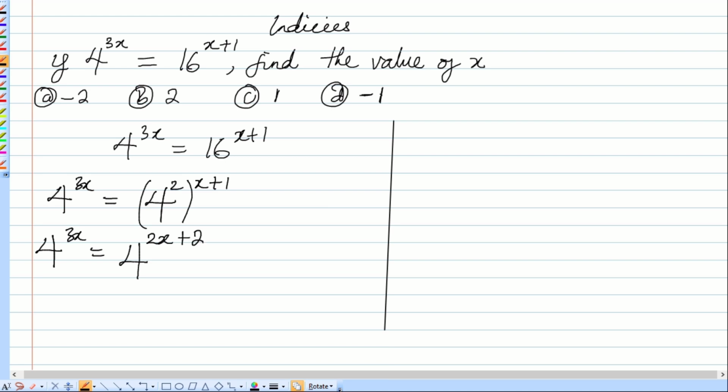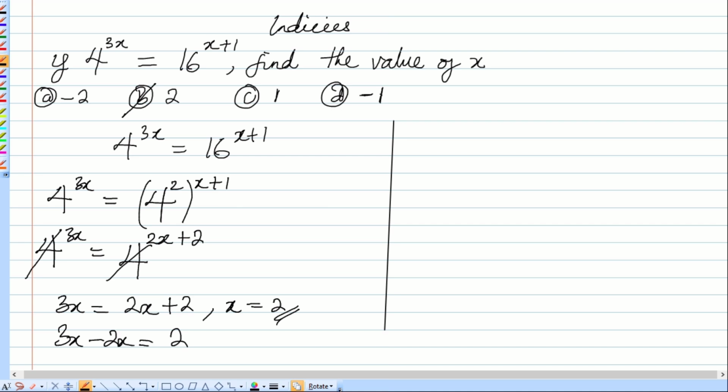Remember, when the bases are the same, the powers must be the same. So we can just cancel 4. Since they are equal, let's solve for x, which is in the power. That means 3x must also be equal to 2x plus 2. Collect like terms, we see that 3x minus 2x is equal to 2. 3x minus 2x is just x. So continuing here, we have that x is equal to 2, and that will be our answer. So you see that the correct option there is option B.